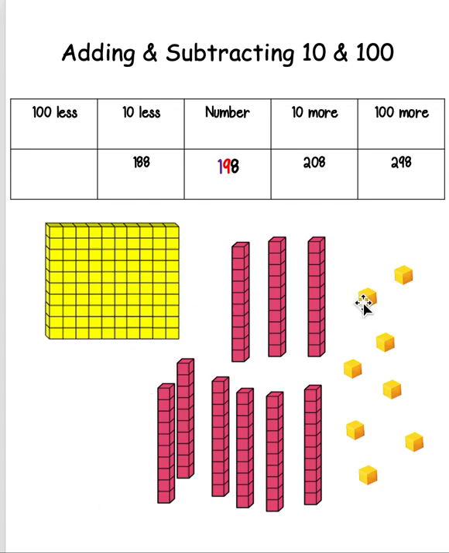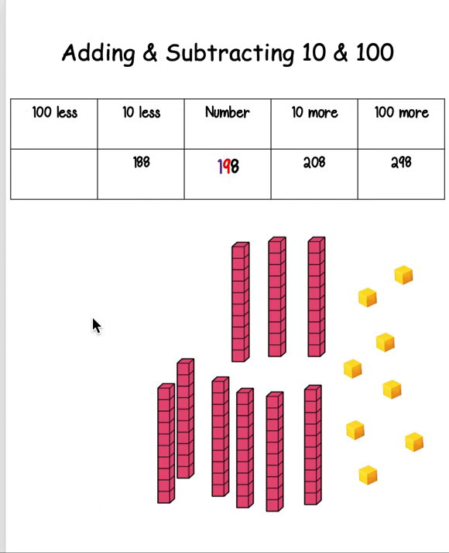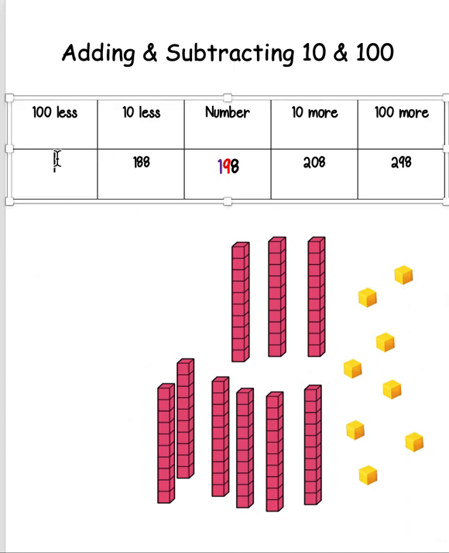Back to our original number. 198, and we're going to take away 100. We're going to take away one of these. This leaves me with just tens and ones. My tens did not change. My ones did not change. I just took away 100, so now I just have 98.